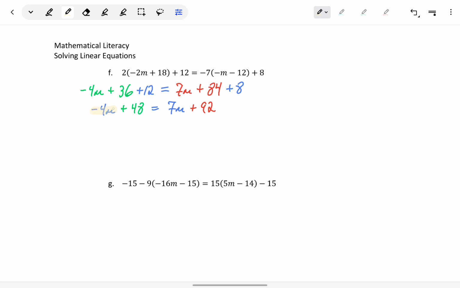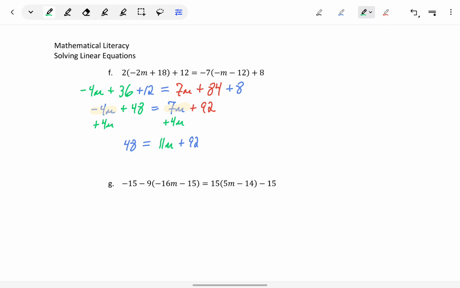We have variable terms on each side of the equation, so we either need to take the negative 4m and move it over, or take the 7m and move it over. Either way, I'm going to go ahead and add 4m to both sides, which will leave us with 48 is equal to 11m plus 92.